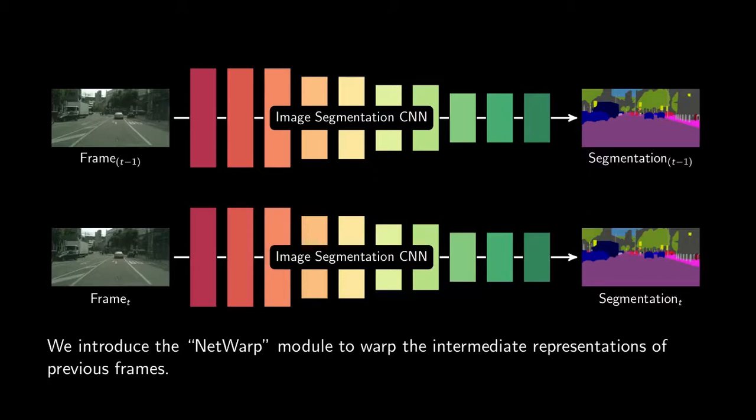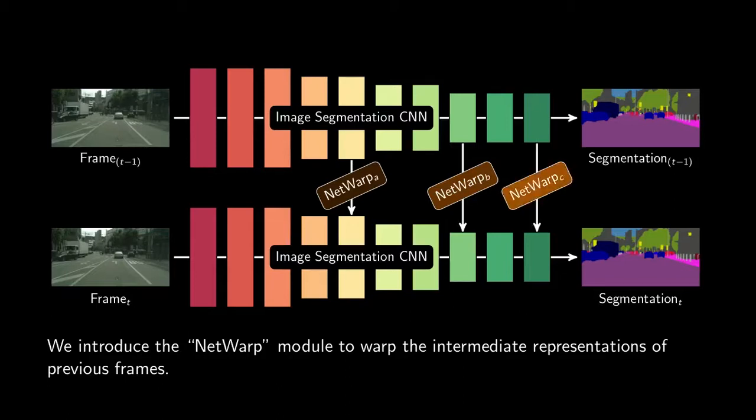Here, we propose to adapt image CNNs to video CNNs using a warping module. We call this module NetWarp, and we use it to combine intermediate CNN representations of adjacent frames. A NetWarp module can be included at different depths. Multiple NetWarp modules can be used to form a video CNN. NetWarp modules add only a small computational overhead and are end-to-end trainable.